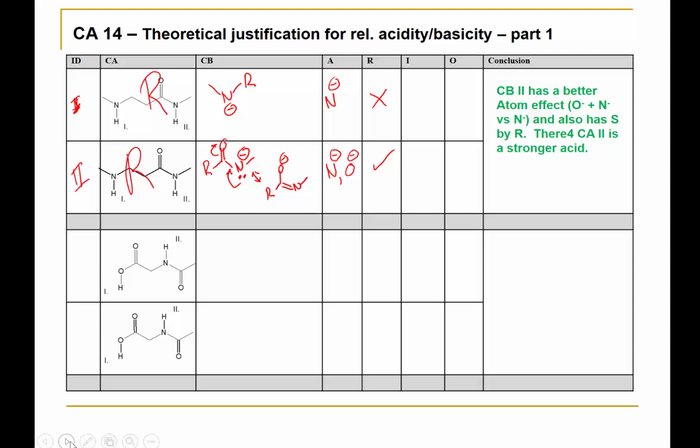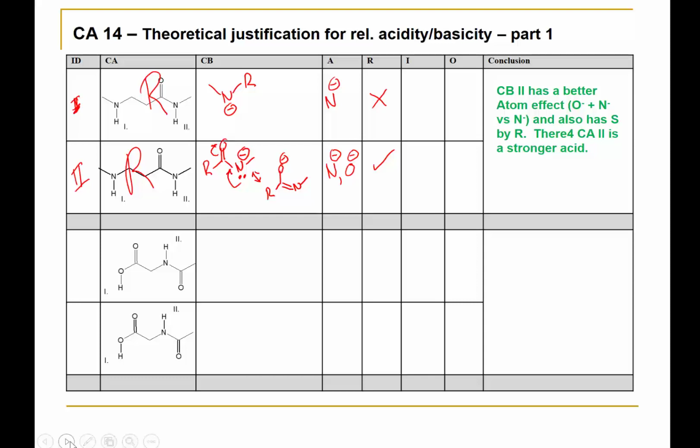Notice that I abbreviate the stabilization by resonance by writing S by R, and that's perfectly fine. So most importantly, I make these conclusions about the conjugate base number 2, but then I make a conclusion about the conjugate acid number 2. So conjugate base 2 is more stabilized, therefore the conjugate acid 2 is a stronger acid. Let's go through the exercise, therefore, for the next set of groups that we're comparing.